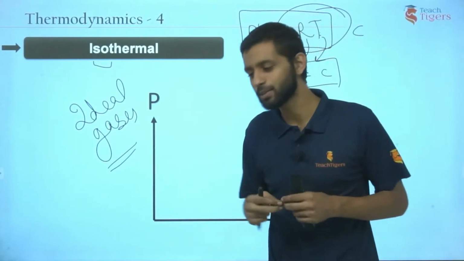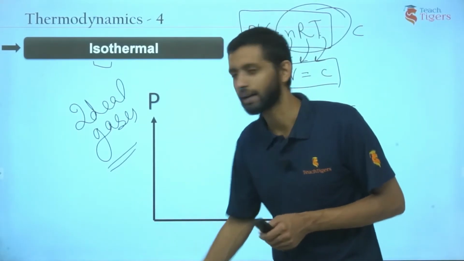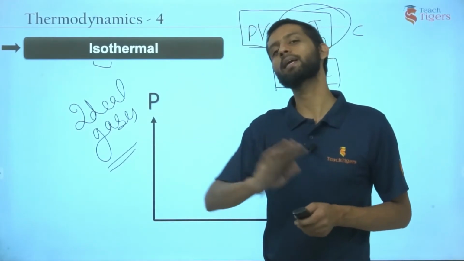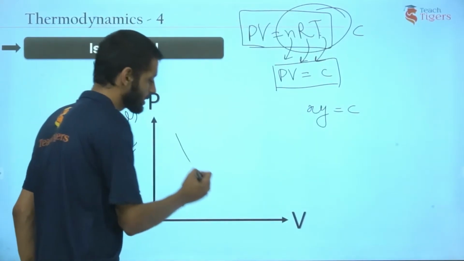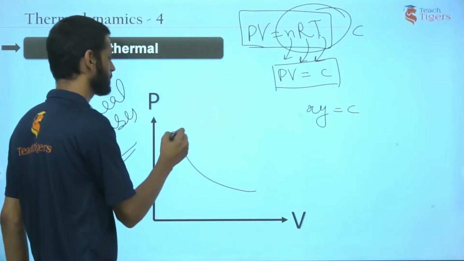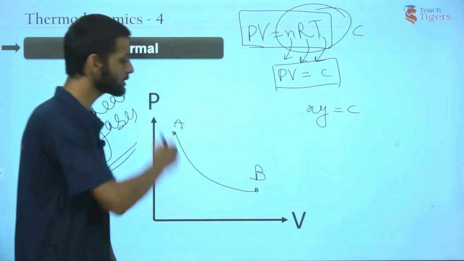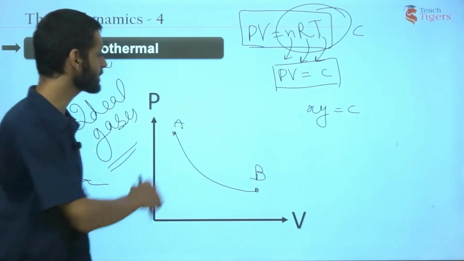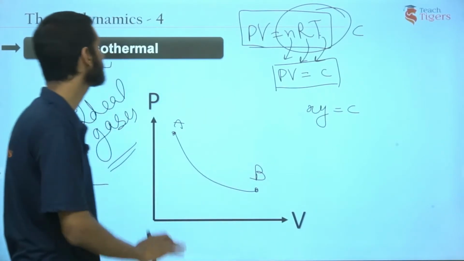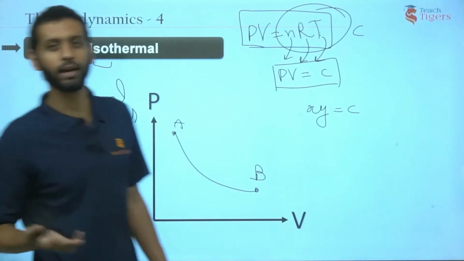Unfortunately, in terms of physical variables, I can't take negative volume, I can't take negative pressure. So I only keep it in the first quadrant. And what does PV equals constant look like? It looks something like this. Going from state A to state B, an isothermal process looks like a curve. Right? It looks like a curve. So this is my PV equals constant isothermal process. That's one kind of process.